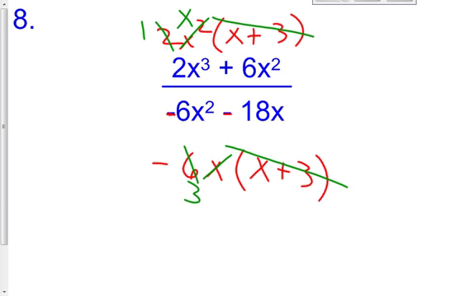So what do we have left in the numerator? We have an x term. What do we have left in the denominator? We have a negative 3. We have x divided by a negative 3.